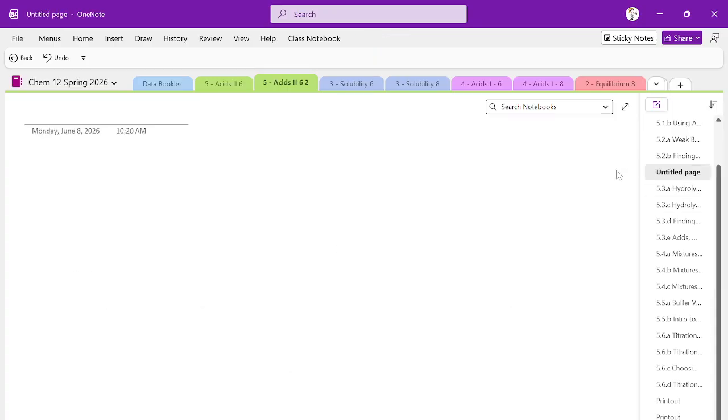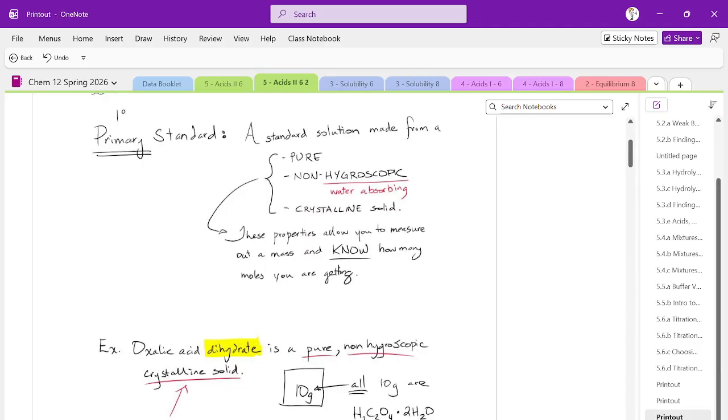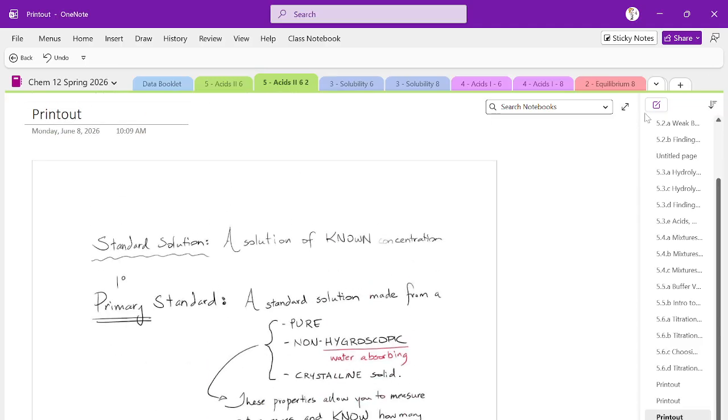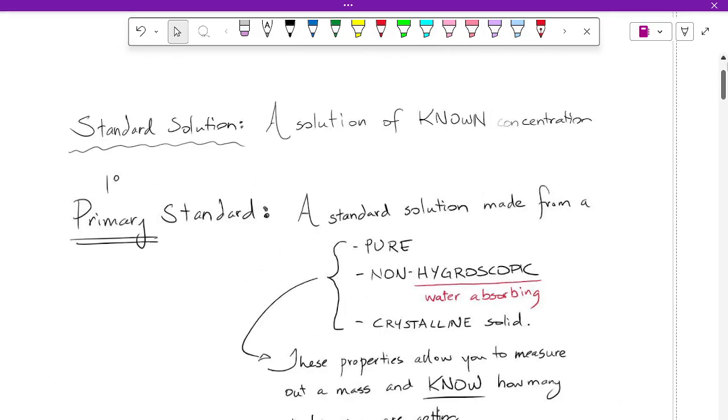We also have this handout here. Where did it go? It's about standard solutions. And I'm not quite sure why it's as long as it is. It doesn't really need to be this long, but I forgot to put it in the workbook. So here it is. This is for titrations.